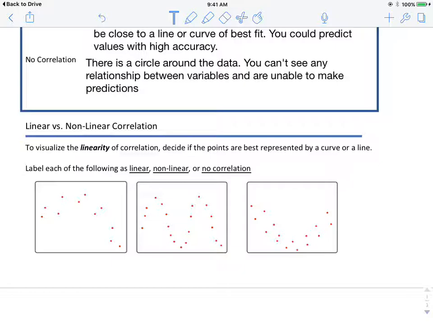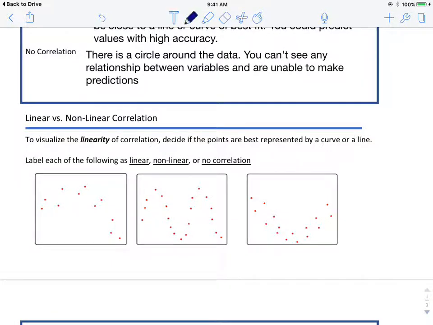The next way that we describe our correlation is by discussing the linearity of the correlation. If something is linear, like in our previous examples, then it makes a line of best fit. But if you can see a curve of best fit, then it is nonlinear. Each of these cases shown below are nonlinear.